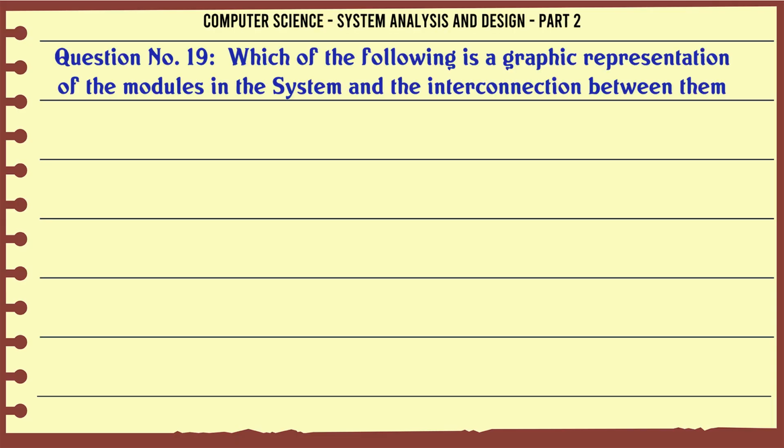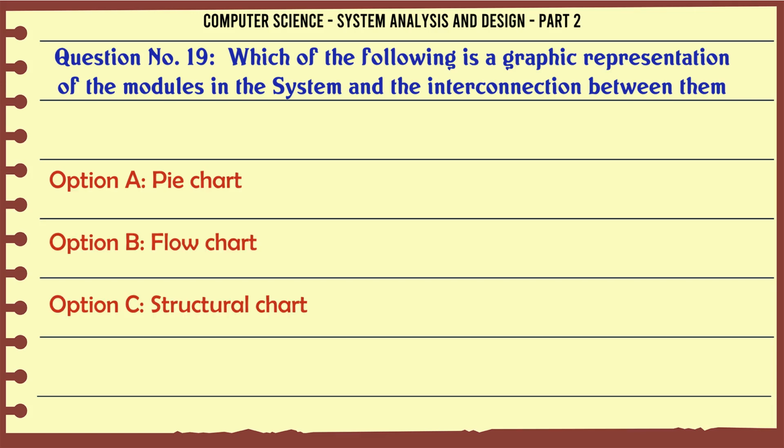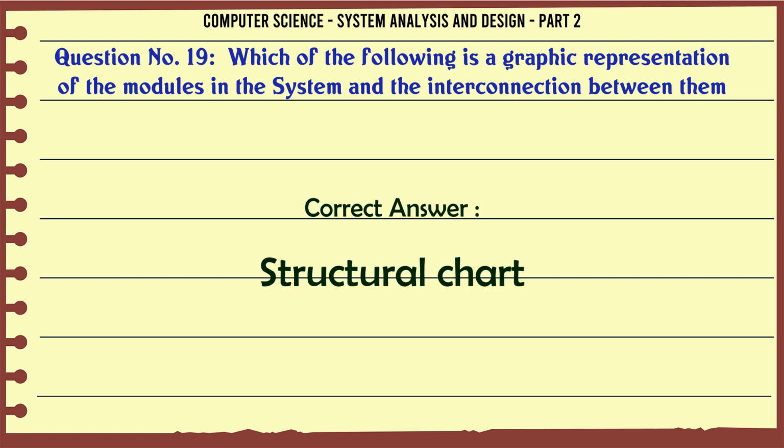Which of the following is a graphic representation of the modules in the system and the interconnection between them? A. Pie chart. B. Flow chart. C. Structural chart. D. System chart. The correct answer is structural chart.